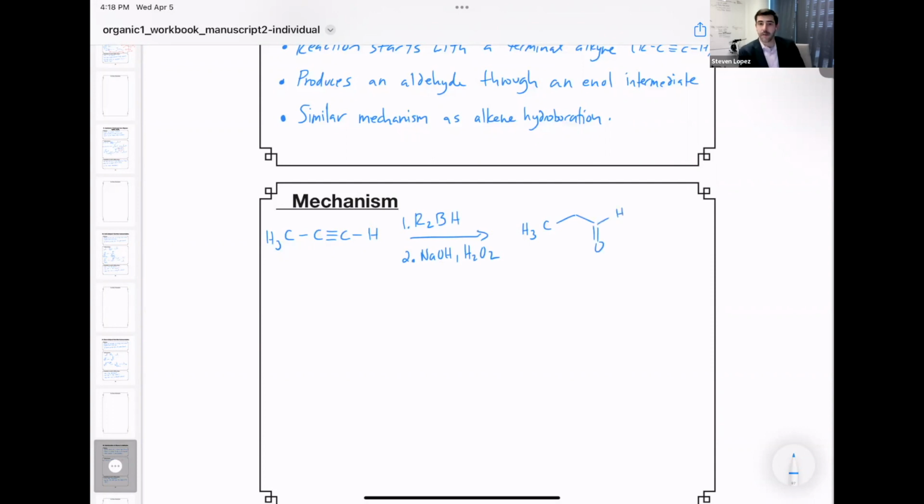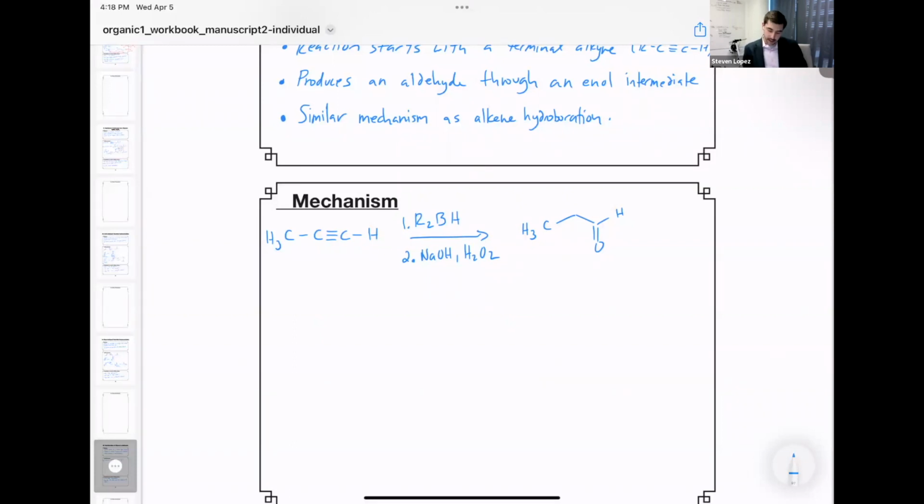So here's an example reaction. We've got a terminal propyne that undergoes a reaction with a borane, followed by a second step with sodium hydroxide and hydrogen peroxide. This produces the aldehyde shown on the right.